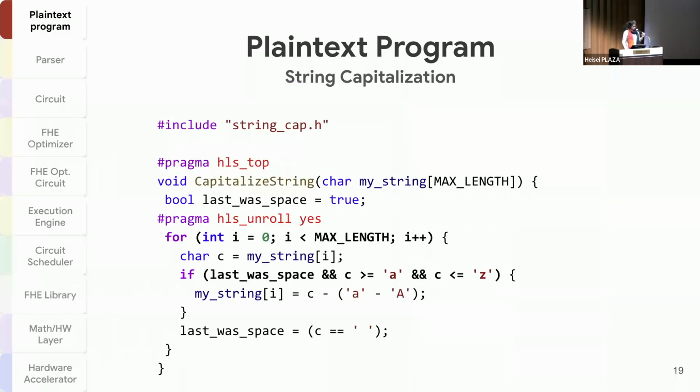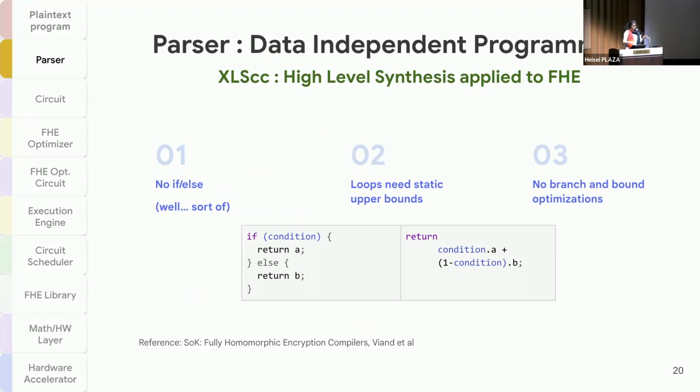So let's begin with a plaintext program. This is a basic string capitalization program that capitalizes the first letter of every word in a string. There are two interesting things here. One is there is an if-else condition, and the second one is there's a for loop. So this comes to the first part of programming in FHE. It's a data-independent programming paradigm. It's known, but as you actually start programming, you realize that there needs to be a lot of changes that need to be made to your program.